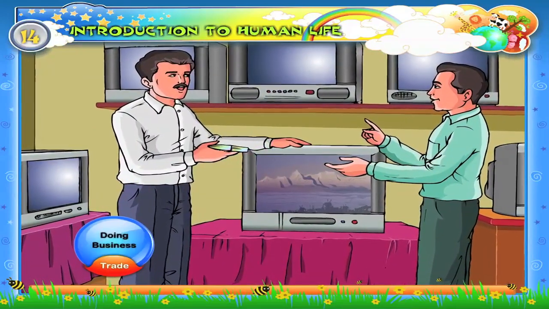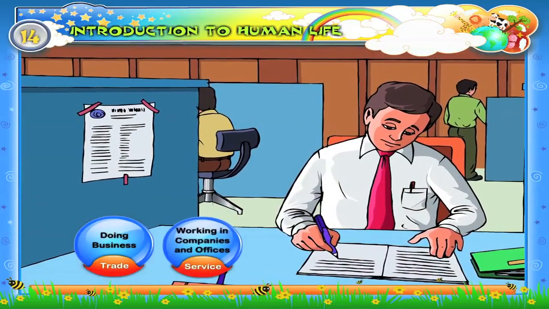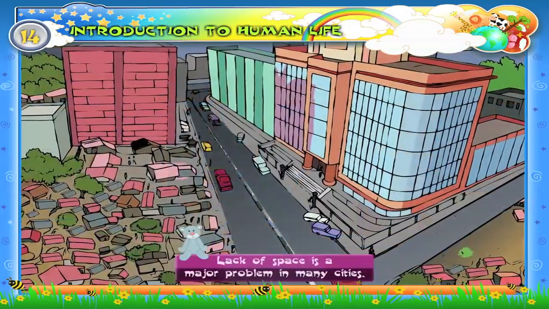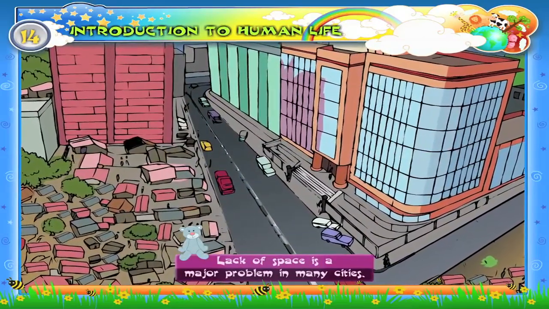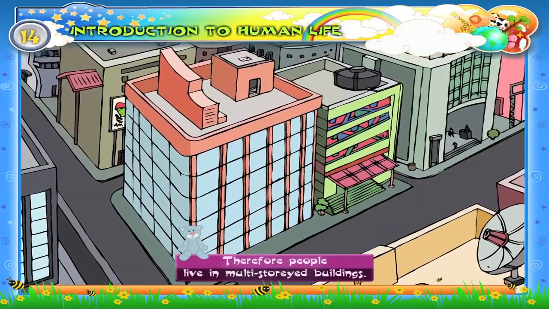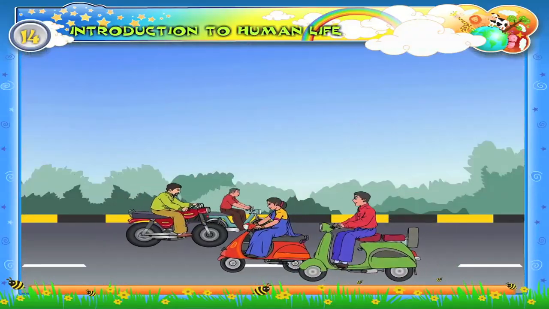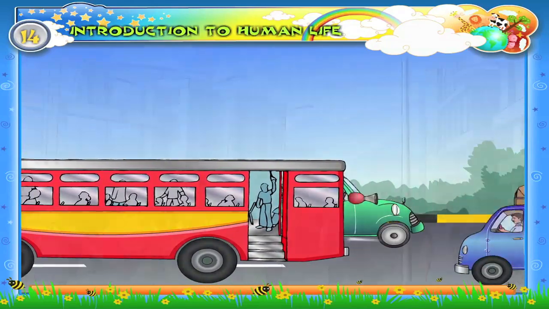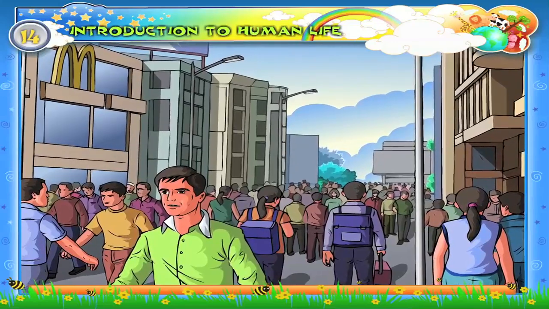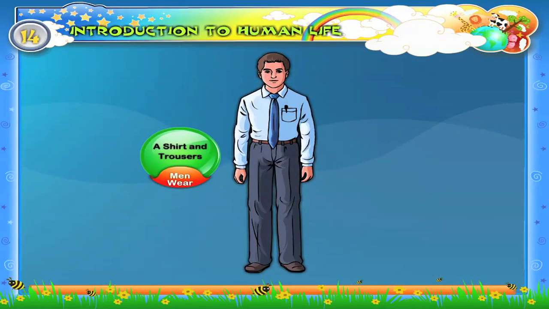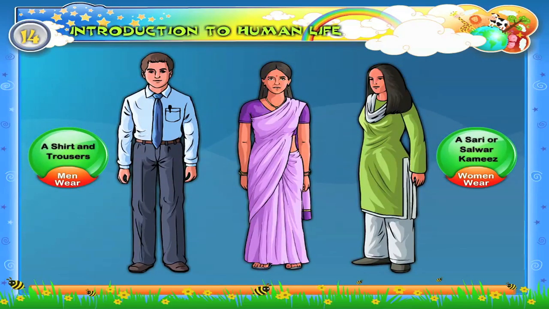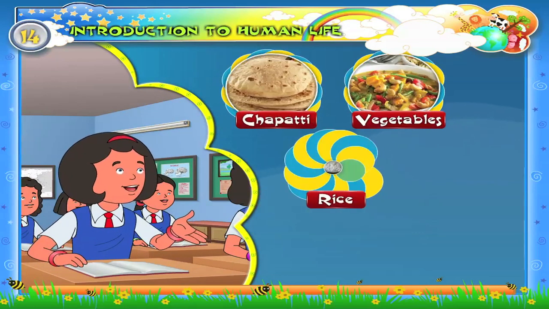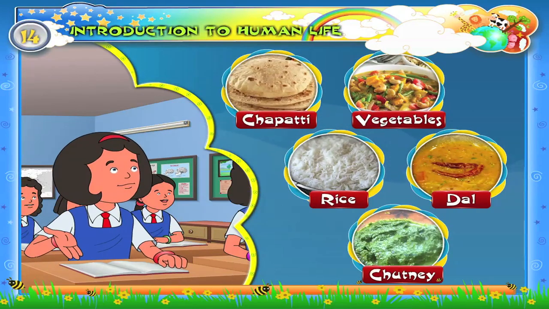Trade, that is, doing business, and service, working in companies and offices, are their main occupations. Lack of space is a major problem in many cities. Therefore, people live in multi-storied buildings. Many people travel on two-wheelers. Some of them travel by four-wheelers. Life in the city is very busy. Men wear a shirt and trousers. Women wear a sari or salwar kameez. Their diet includes chapati, vegetables, rice, dal, chutney, etc.